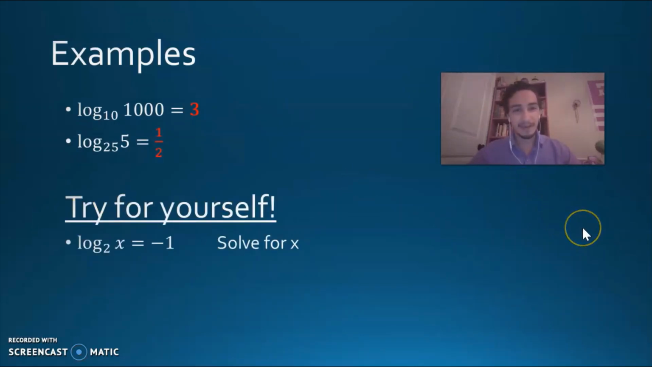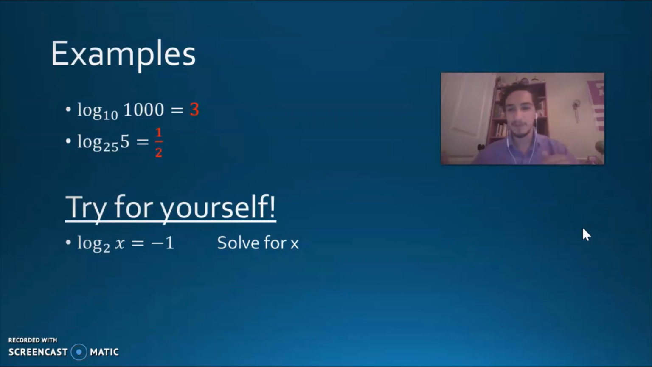So here we have log base 10 of 1,000 is equal to 3, because 10 raised to the power of 3 is 1,000. And then log base 25 of 5 is equal to 1/2, because remember, the exponent 1/2 is just the same as taking the square root of a number. So the square root of 25 is equal to 5.